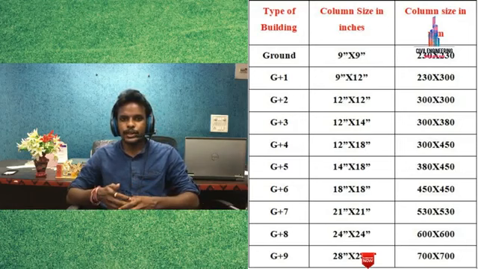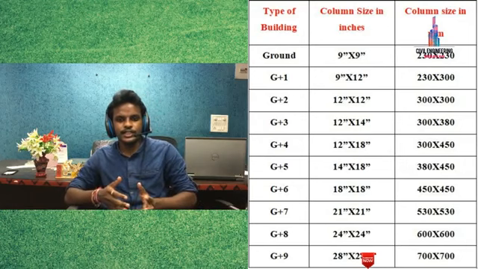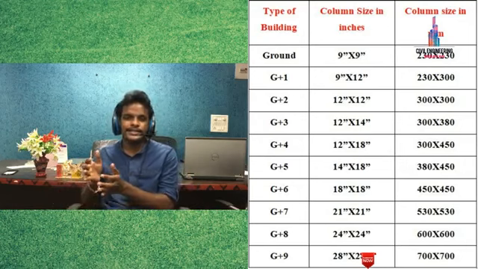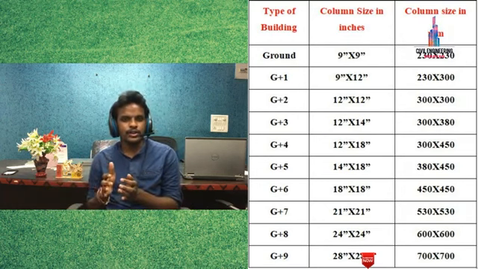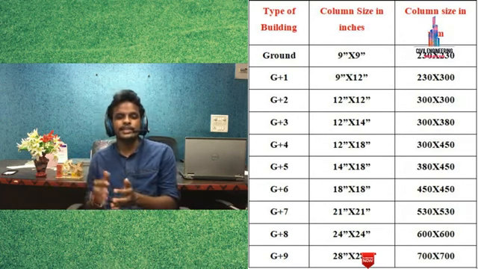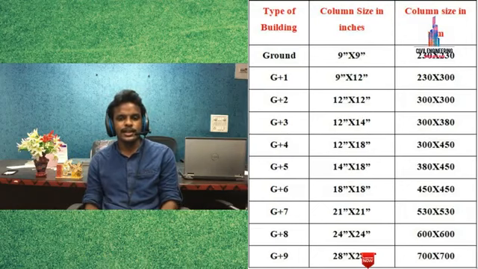Third one is G+2 building. For construction of any building related to G+2, we need to consider column sizes of 12 inches cross 12 inches, which is approximately equal to 300 mm cross 300 mm for the respective G+2 building. So this is my third one.